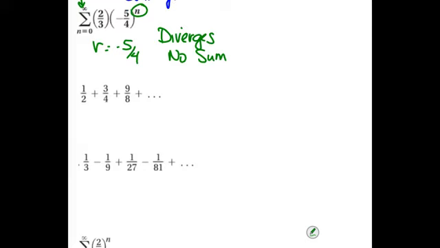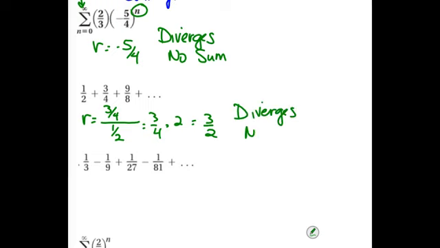Our next example may not be as obvious what we're multiplying by, so let's go ahead and figure it out. We take our second term and we divide by our first term. Dividing by 1/2 is the same as multiplying by 2. So this would be 3/4 times 2, which would be 6/4, which reduces to 3/2. Is 3/2 within the range that we can have between -1 and +1? No, it's too big. This is another one where we say it diverges, so there is no sum.